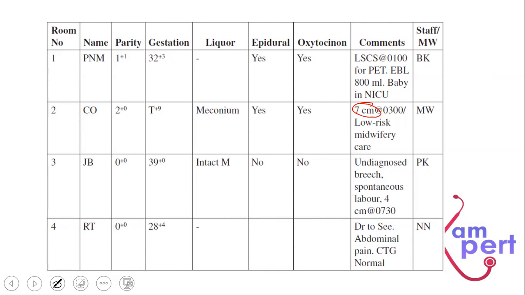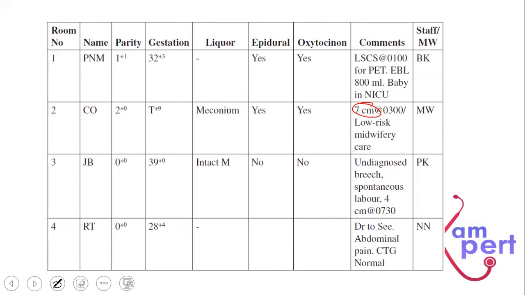So if she is ready for the cesarean section, we will take the written form consent, secure the IV line, cross match, complete the WHO checklist for this patient and inform the anesthesia team. And tell the patient not to eat or drink and prepare for the emergency cesarean section.